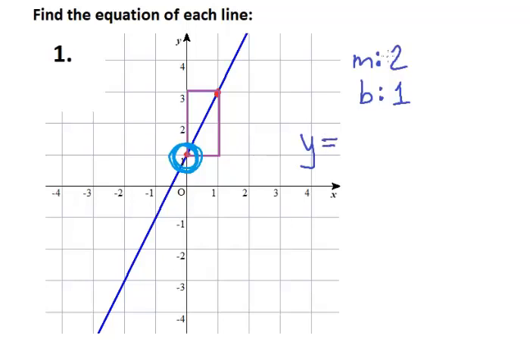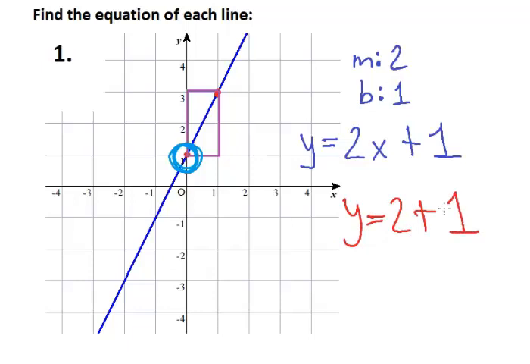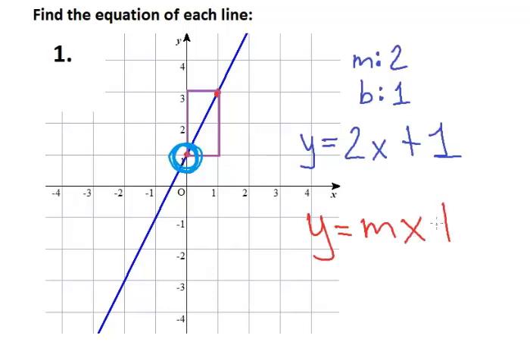Y equals m, which will be 2, x plus b, which is plus 1. Always remember to write the x. If you put y equals 2 plus 1, that is wrong. And always remember the m goes first and then goes the b. If you switch the numbers, that is also wrong. You need to write things in the pattern y equals mx plus b.